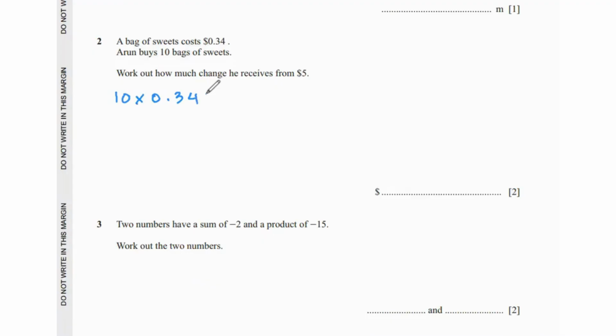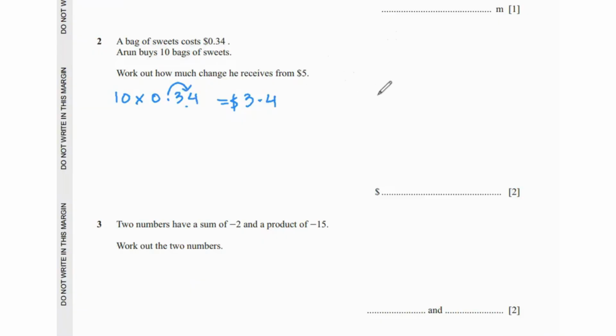Now in the previous question, we were dividing a number by 100. Now we're multiplying a number by 10. So if we're multiplying by 10, 100, 1,000 or so on, we move the decimal to the right-hand side. And the number of places it moves to the right-hand side depends on the number of zeros we have. So a 10 has 1 zero, which means this decimal moves 1 place to the right, which makes it 3.4. So $3.4 is the cost of 10 bags.